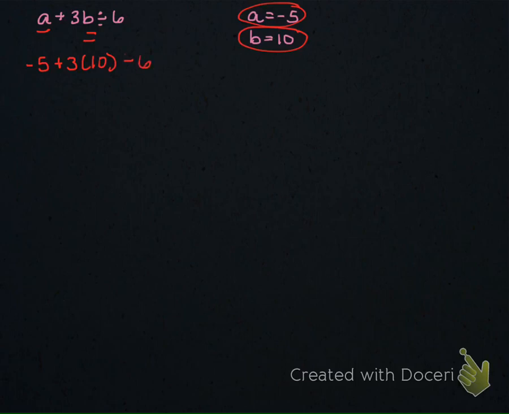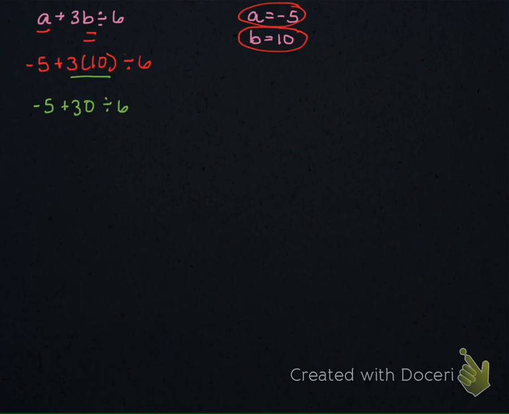From here, you have to follow order of operations. So remember, we always start with parentheses. In this case, the parentheses are acting as multiplication, so we don't have parentheses as an operation. Moving on to exponents, we don't have any exponents in this problem either, so we'll move on to our multiplication or our division. In this problem, we have 3 times 10, or 3 being multiplied by 10, which is 30. So the -5 is not impacted. It becomes -5 plus 30 divided by 6.